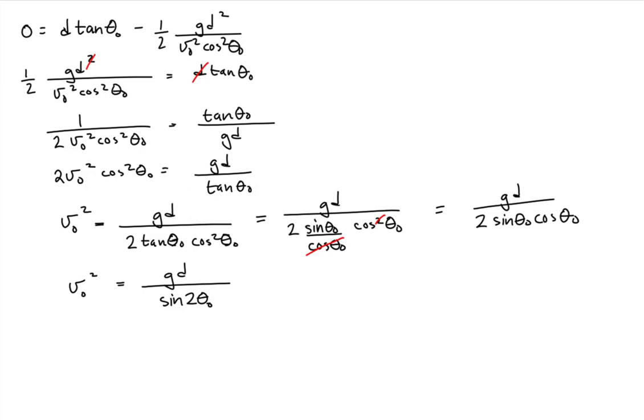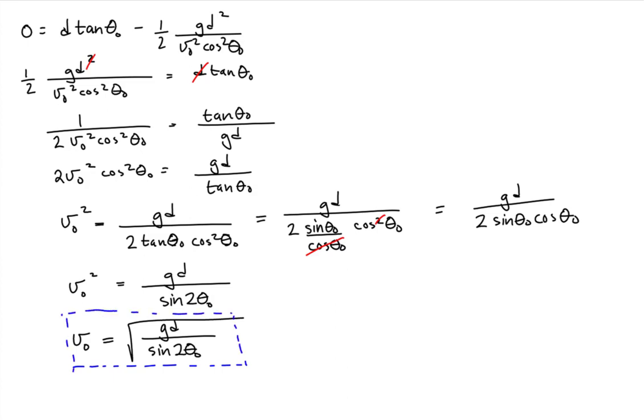So taking the square root of both sides, we have the speed, and speed is a positive value because speed is the magnitude of velocity. So we are going to take the positive square root of g d over sine of 2 theta naught. So here is the expression for our initial speed.